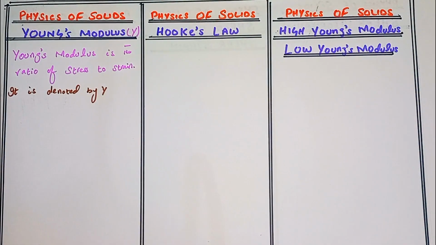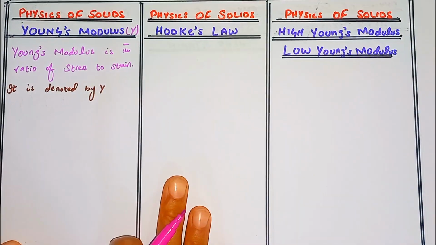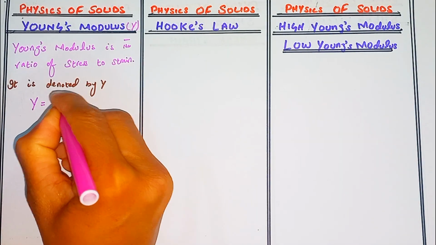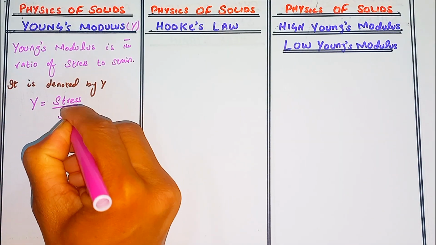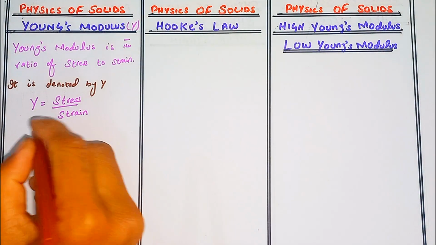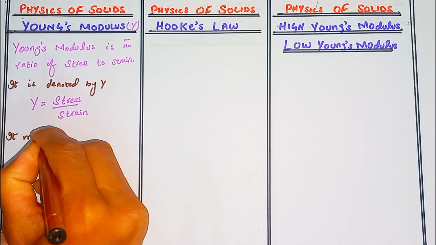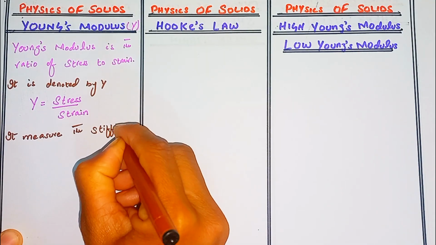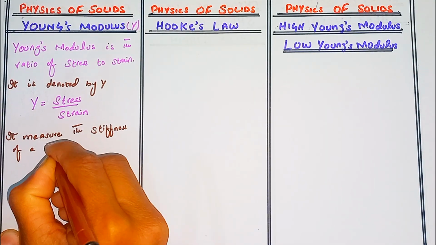If we discuss its formula, we know that Young modulus is represented by Y, and this is the ratio of stress over strain. What does the Young modulus measure? Young modulus measures the stiffness of a material.